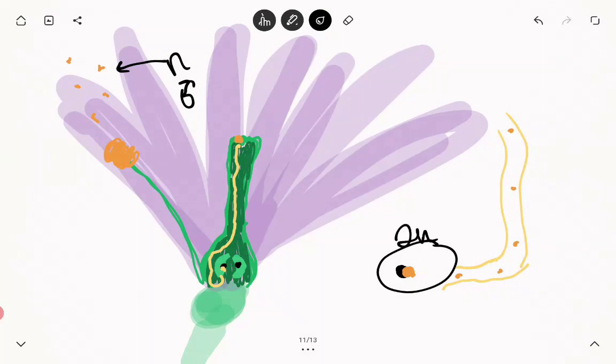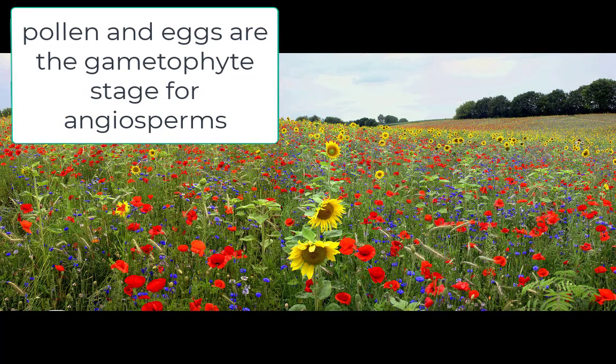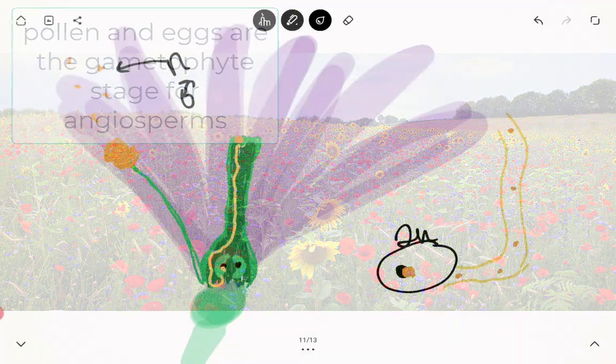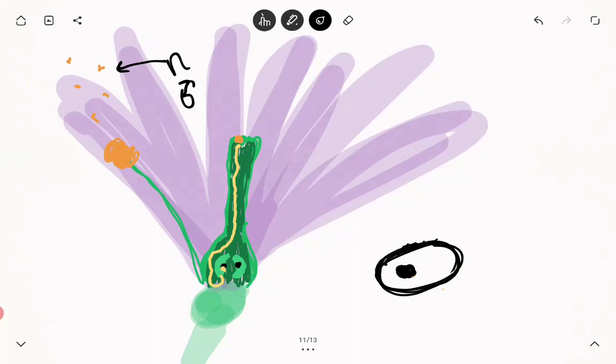So the egg cell was also haploid. Pollen nuclei is haploid as well. So those represent the gametophyte stage. They recombine. We now get that diploid sporophyte embryo. This brand new embryo is going to divide. It's going to become the next sporophyte generation. It is the seed. It is the embryo that's inside of the seed.